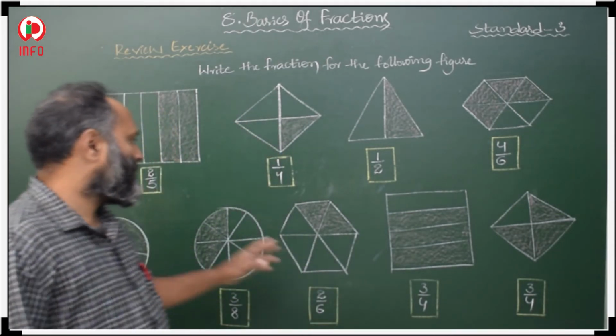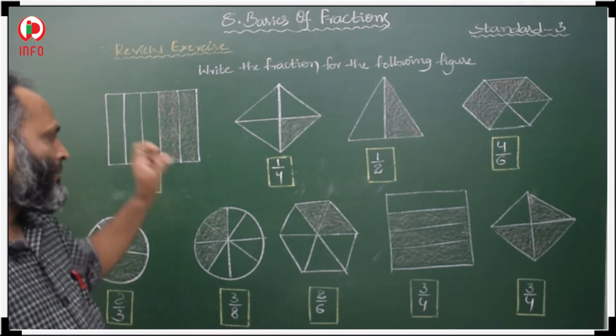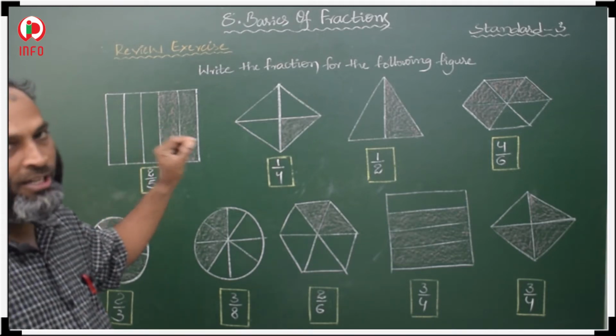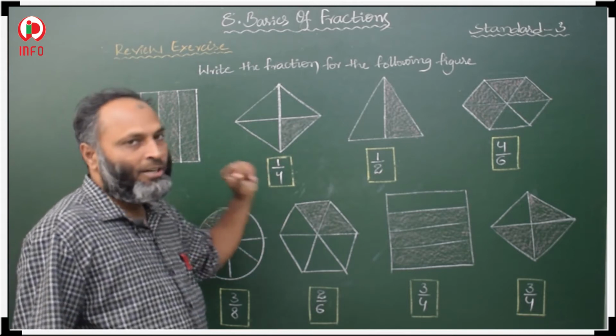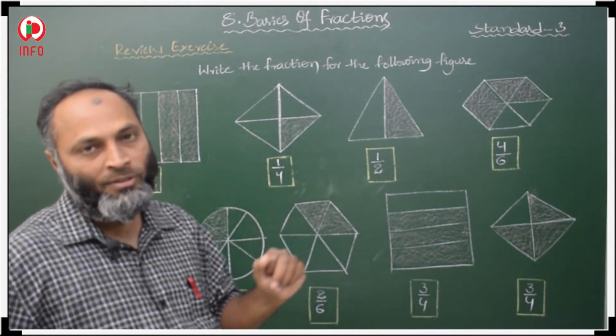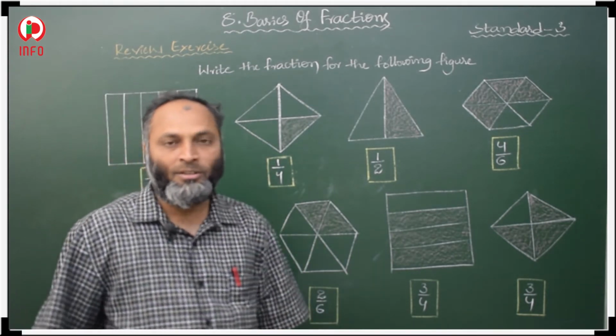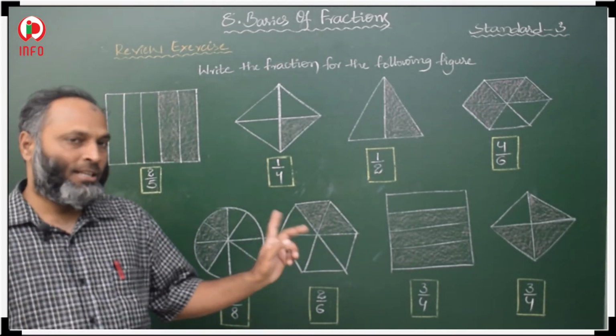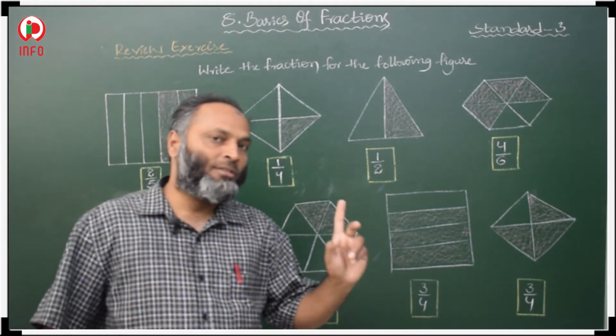In this way we have to represent our fractions. The number of parts we shaded, we write in the numerator, divided by the total number of equal parts, which we write in the denominator. There is one more similar question, which you can do as your assignment.